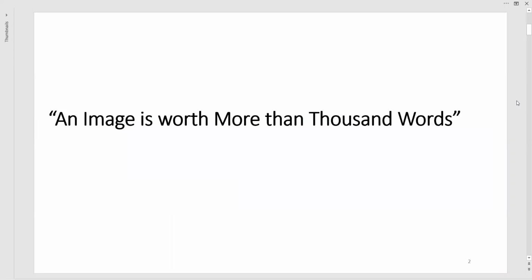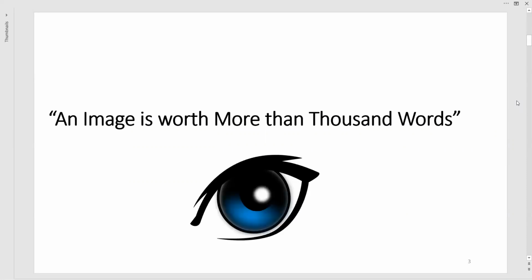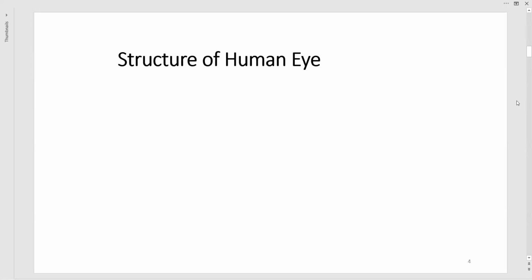We know that an image is worth more than 1,000 words. This is the main motive behind the subject called digital image processing, because the things which we cannot describe in words can be understood by one image. Actually, this particular statement is a modified version of "a picture is worth more than 1,000 words."